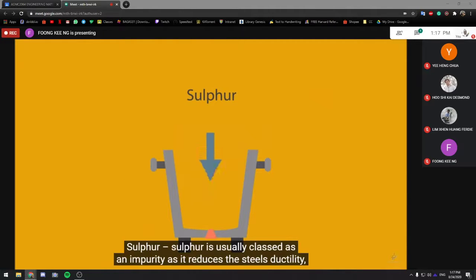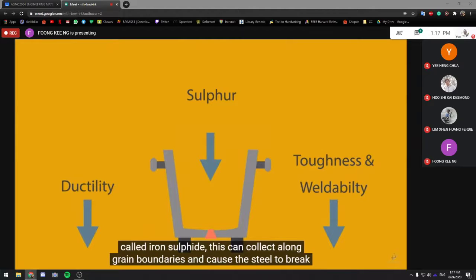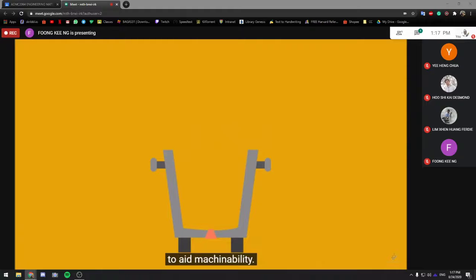Sulfur. Sulfur is usually classed as an impurity as it reduces the steel's ductility, toughness, and weldability. Sulfur can form with iron to produce a low melting point impurity called iron sulfide. This can collect along grain boundaries and cause the steel to break up during hot working. This is called hot shortness. Sulfur is sometimes added to steel to aid machinability.